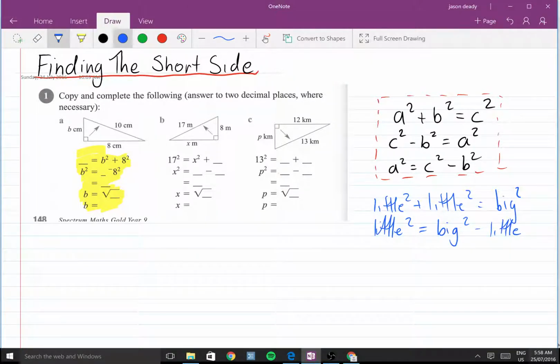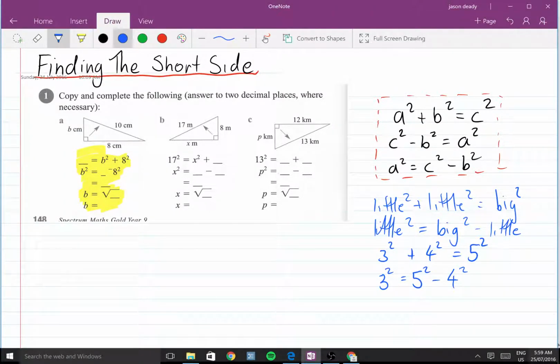And just think about it with an example. We've done the 3, 4, 5 triangle before. If 3 squared plus 4 squared equals 5 squared, then 3 squared will equal 5 squared take away 4 squared. It's just changing it to a takeaway.